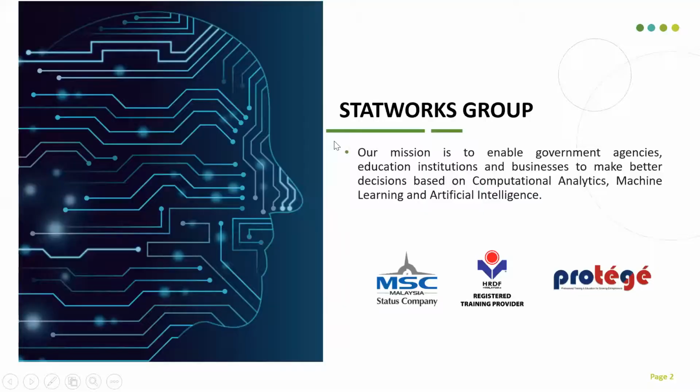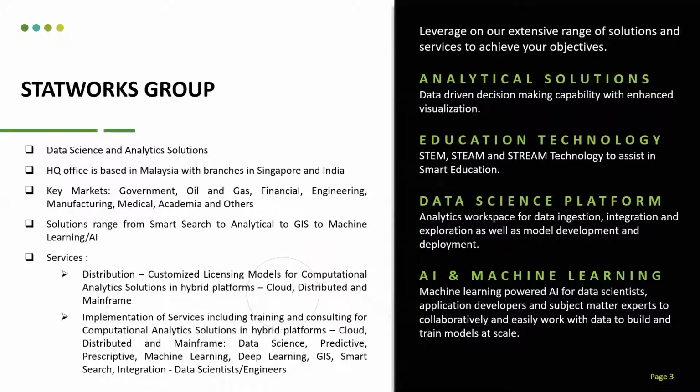So I'm from Statworks Group. In Statworks Group, we are based on computational analytics, machine learning and artificial intelligence. Statworks Group is basically our data science and analytics solution. Our HQ office is based in Malaysia with branches in Singapore and India. We provide two kinds of service: we distribute license models for computational analytics, and we implement services including training and consultation for those software.